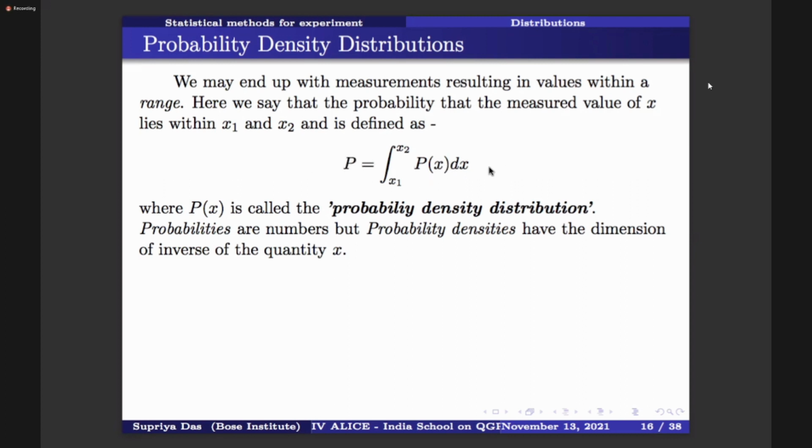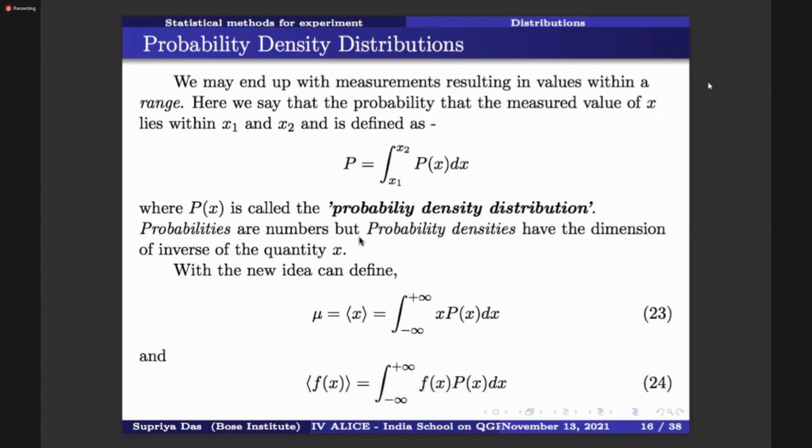You see the dimensional analysis. This is the probability, which is a number. Here, this is the probability density, which has the dimension of inverse of quantity x, and dx has a dimension of x. So the dimensions cancel out to get a number. And that is why the probability densities have the dimension of inverse of the quantity x. X can be anything, so x is just a general nomenclature. But always keep in mind that the probability density has the dimension of inverse of the quantity x.